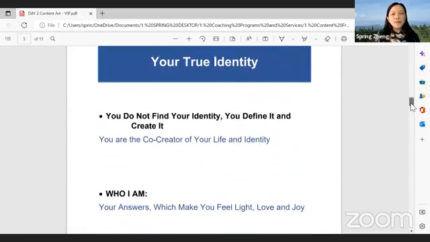Your true identity. And by the way, you do not find your identity. Many people look around the world asking, who am I? Who am I? They try to find out who they truly are and what their identity is. But the truth is, you actually define it. You define your own identity. Every day is like a new identity, defining and developing and also expanding your identity's opportunity. So you are the co-creator of your life and identity.